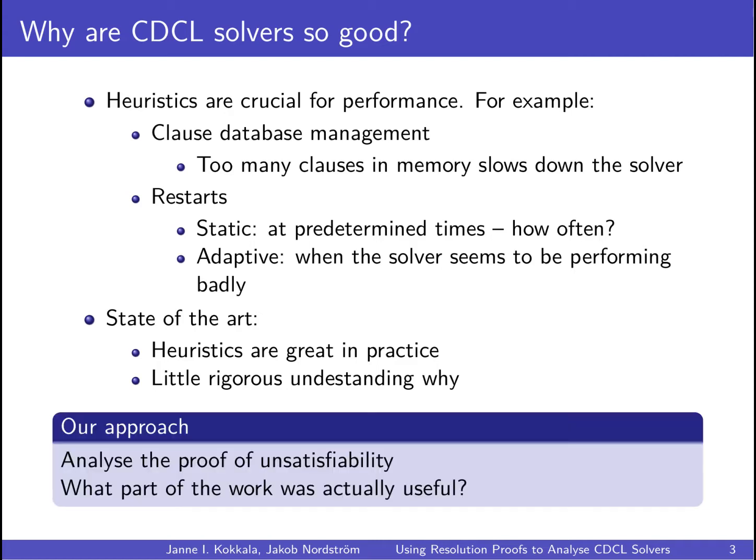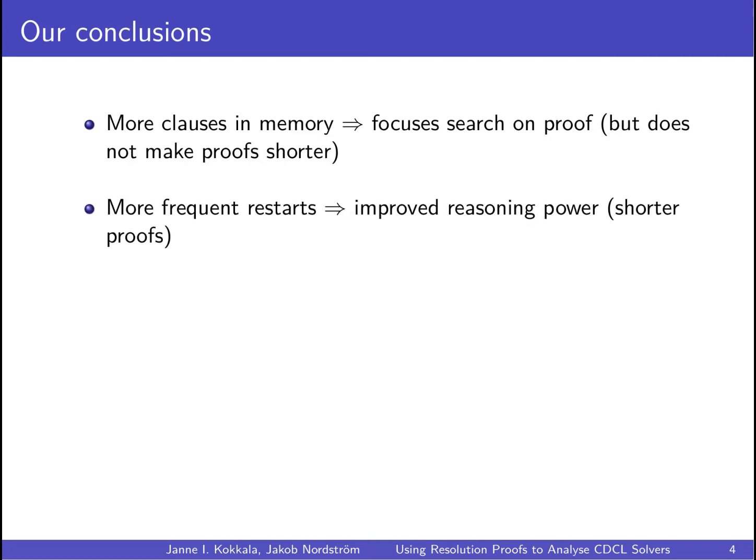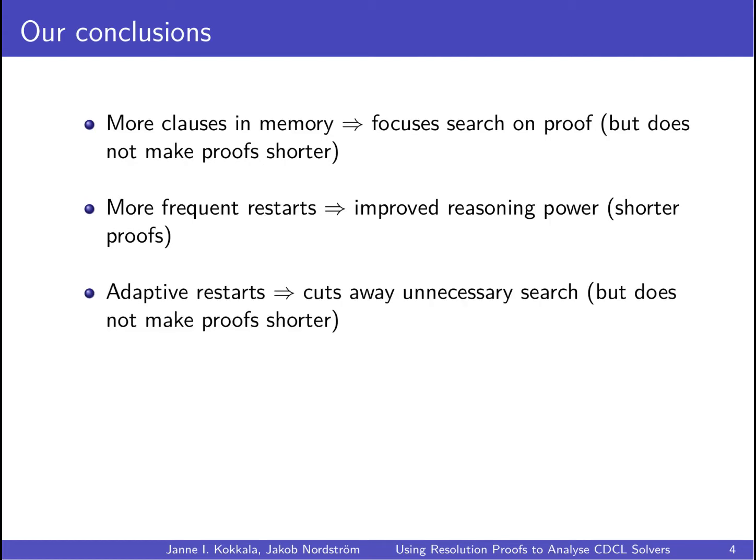In this work, we seek some understanding by looking at the proof of unsatisfiability to determine what part of the work the solver does actually contributes to the proof. So what do we learn? First, if we were able to keep more clauses in memory, it would help the solver focus the search on the proof, but it would not actually make the actual proof shorter. For a static restart schedule, more frequent restarts seem to actually improve the reasoning power of the solver, which means that the proofs also do get shorter. And from these proofs, we find evidence that adaptive restarts indeed help the solver avoid useless work.